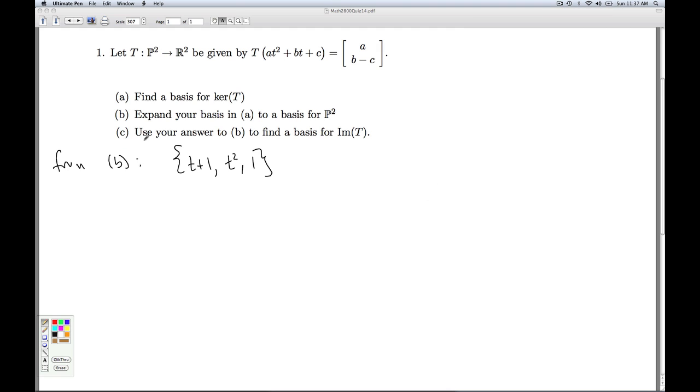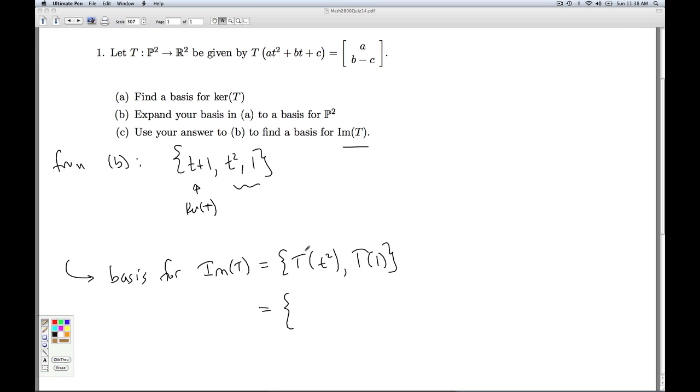Okay, part C, we're asked to use our answer to part B to find a basis for the image of T. This goes back to the proof of the dimension theorem we had in class last week. Basically, we've got a basis for the domain, which is built up of a basis for the kernel, and then a basis of things that aren't in the kernel. And so we know from that proof that a basis for the image of T is going to be T of the vectors that aren't in the kernel. So that's T of t squared and T of 1.